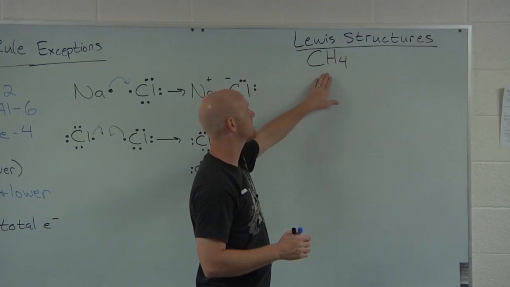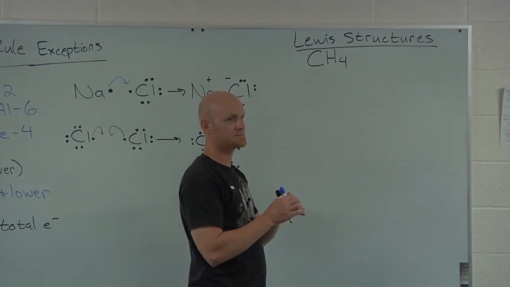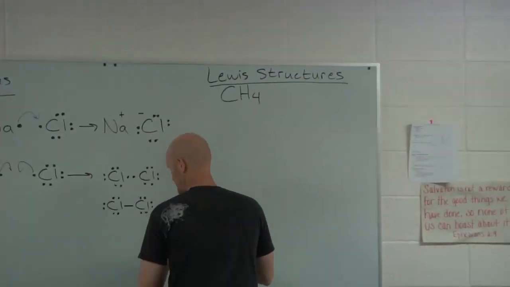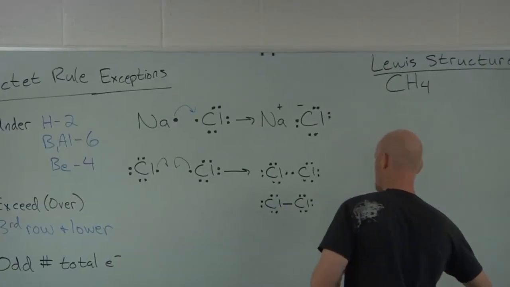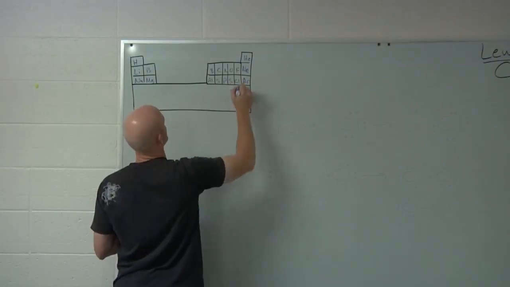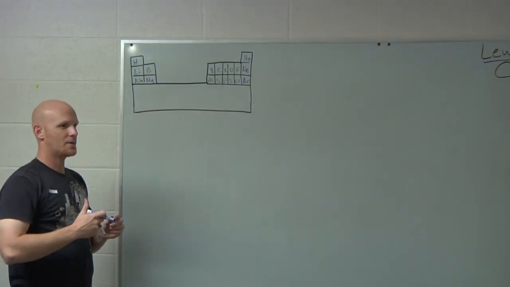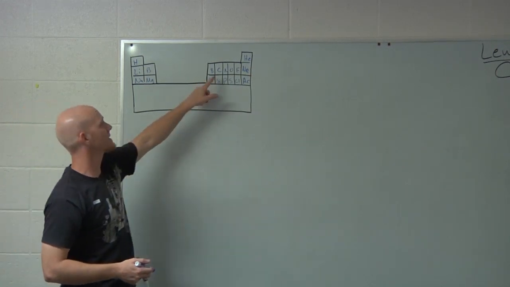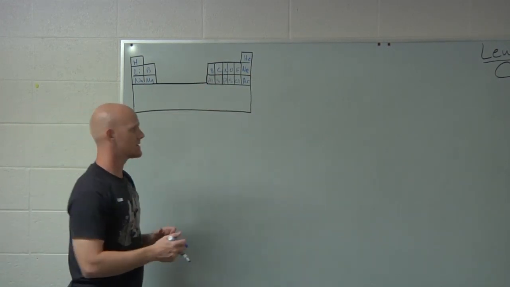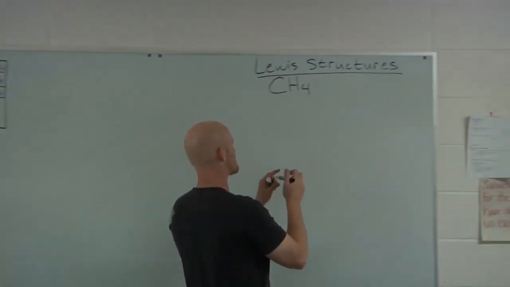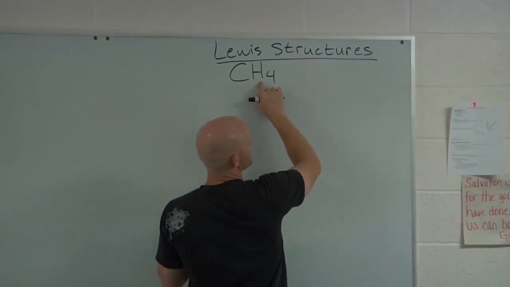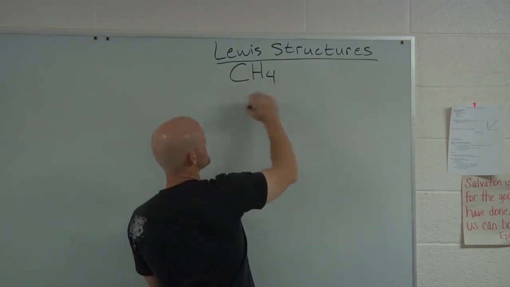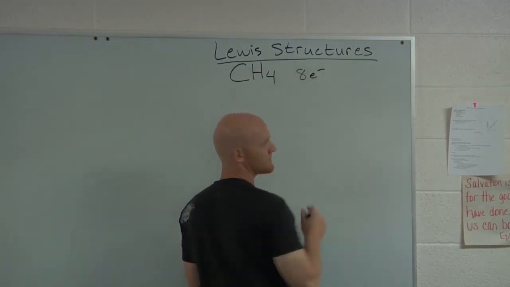So how many valence electrons does carbon have? Let's do one more thing here and make this just a little bit easier. I'll leave this one up here for the fun of it as well. So how many valence electrons does carbon have? 4. Sweet. So with 4 valence electrons here, what about hydrogen? 1 each. With 4 of them, that's 4 more, so a total of 8 valence electrons.